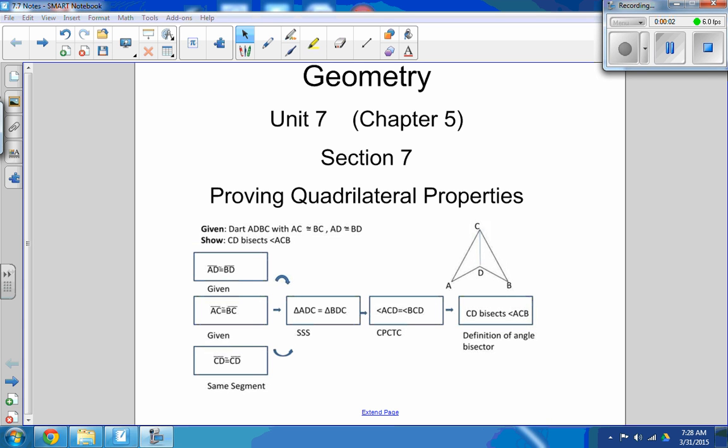Geometry, Unit 7, which is Chapter 5 from the book, Section 7, Proving Quadrilateral Properties. We're going to be using flowchart proofs to walk through everything that we're going to be proving here in this lesson.